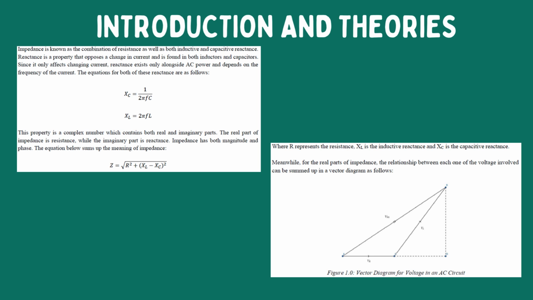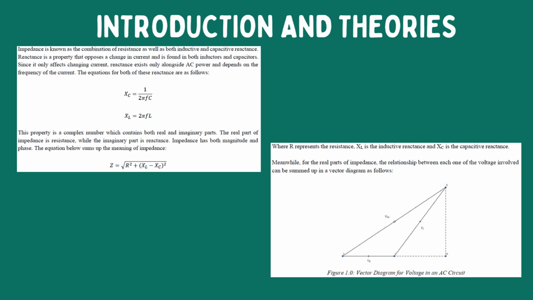For the introduction, impedance is known as the combination of resistance as well as both inductive and capacitive reactance. Reactance is a property that opposes a change in current and is found in both inductors and capacitors. Since it only affects changing current, reactance exists only alongside AC power and depends on the frequency of the current. The equations for both of these reactances are as follows.